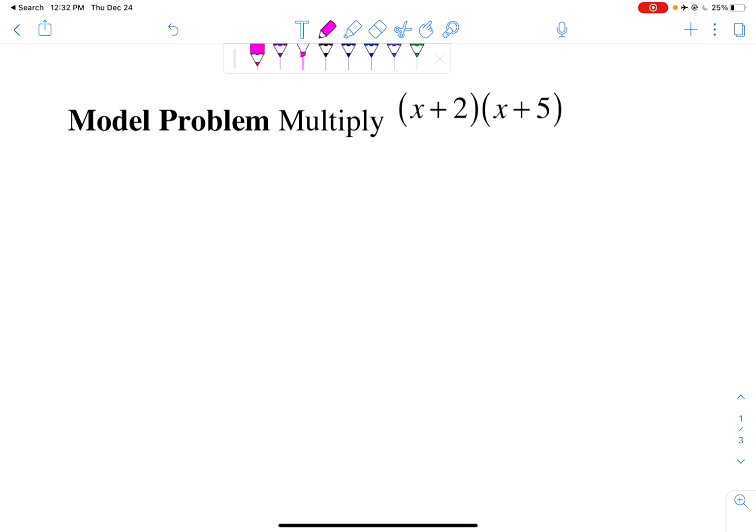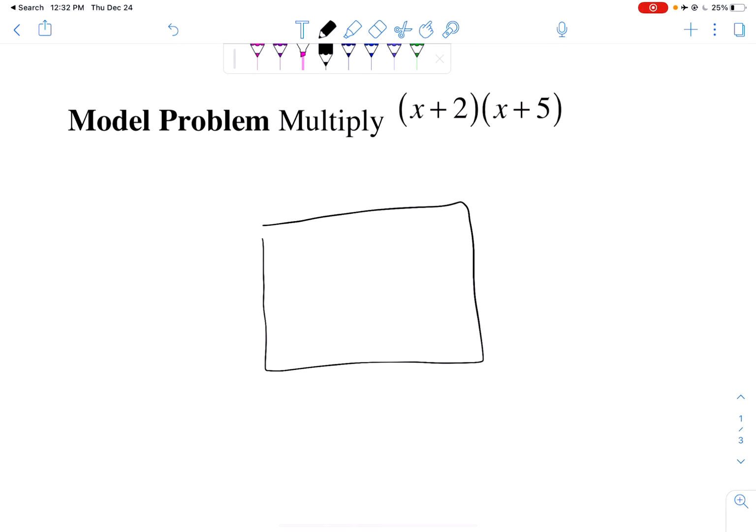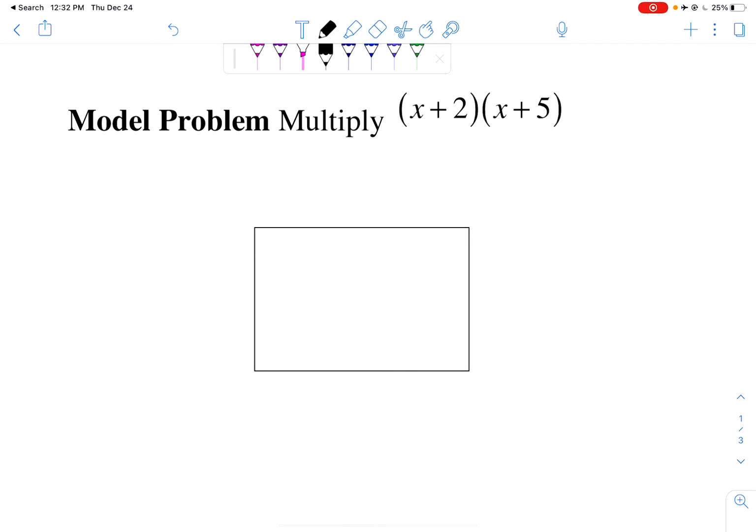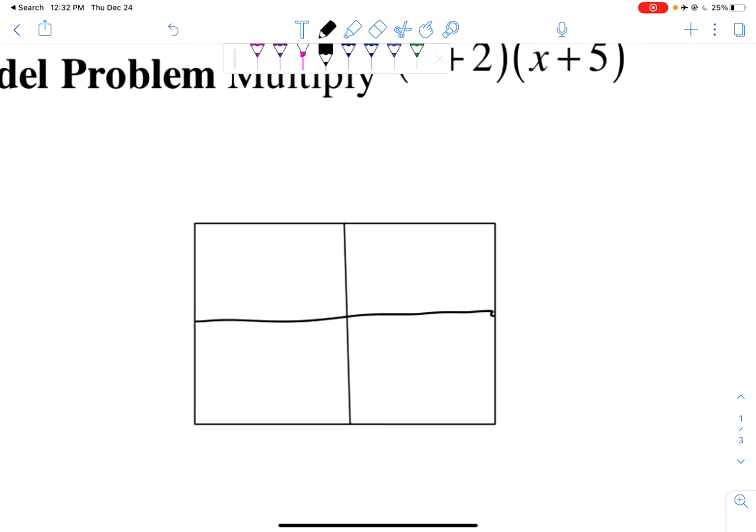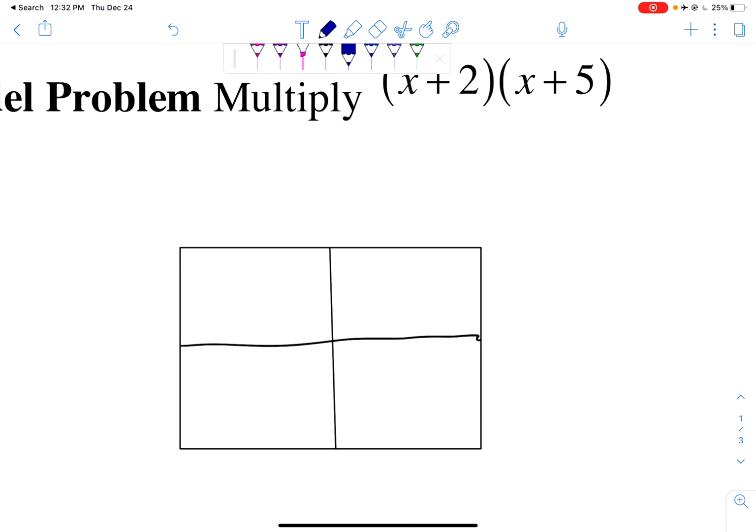So in this example, I want to multiply the two binomials x plus 2 and x plus 5. So I'm going to draw my box just like the first step said. Draw your box with the appropriate number of rows and columns. So it has 4 squares. I'm going to label my rows and columns. I'm going to put my x plus 2 up top, so x plus 2. And I'm going to put my x plus 5 on the left.